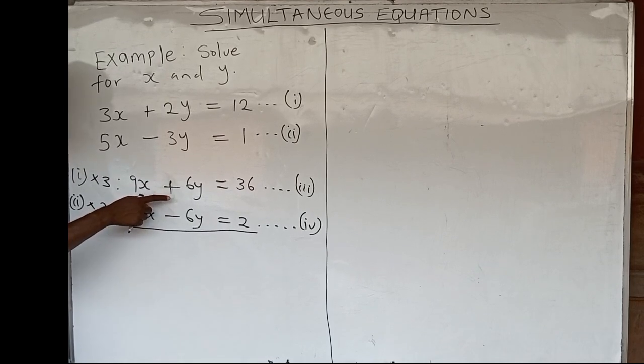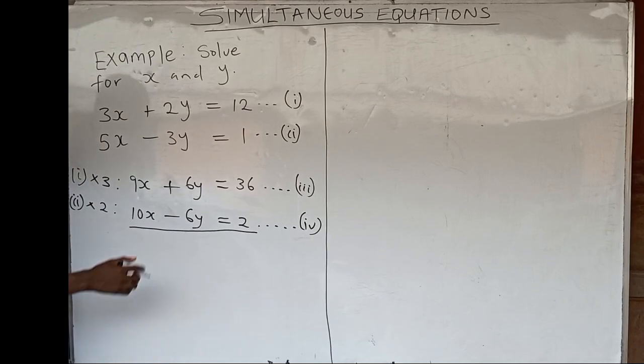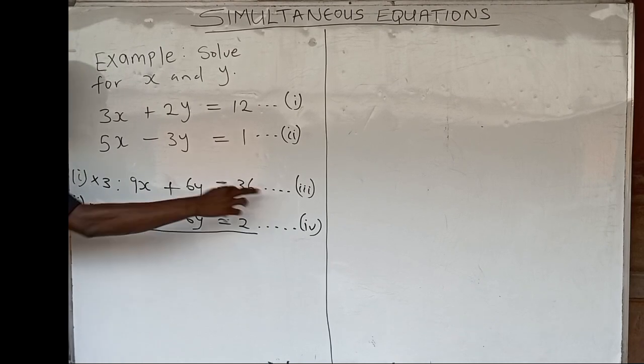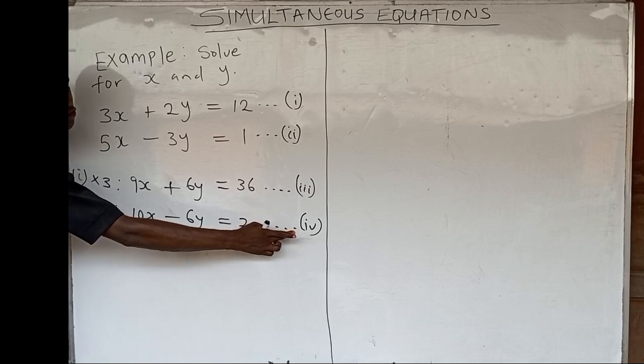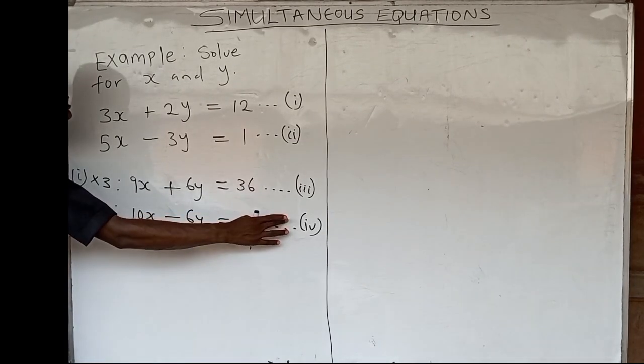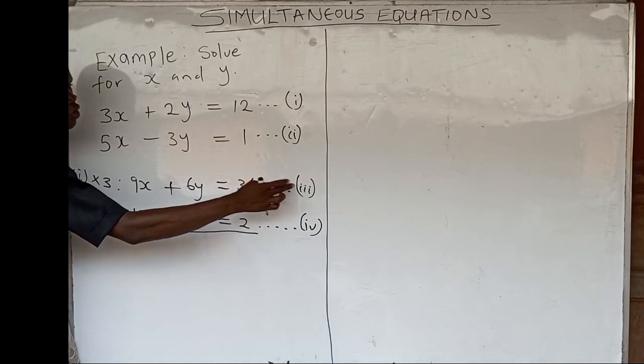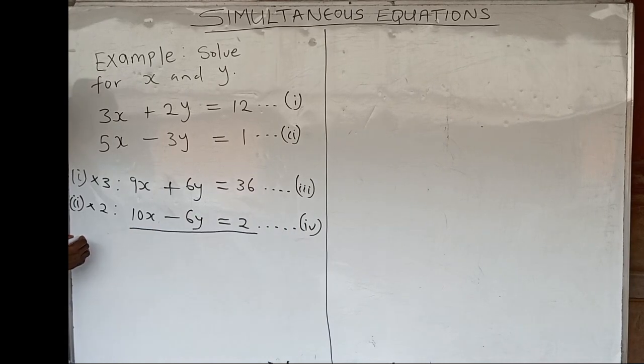So in this case, since the signs are different, plus, minus, we are going to add the two equations together. So you can choose to say equation 3 plus equation 4 or equation 4 plus equation 3. You get the same answer. So let's do equation 3 plus equation 4.